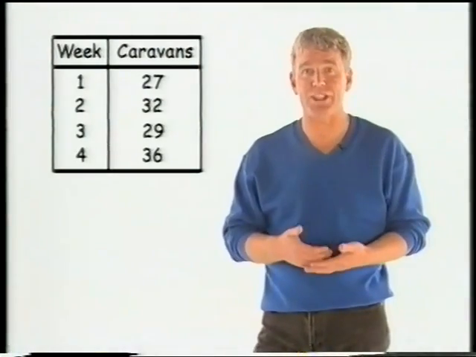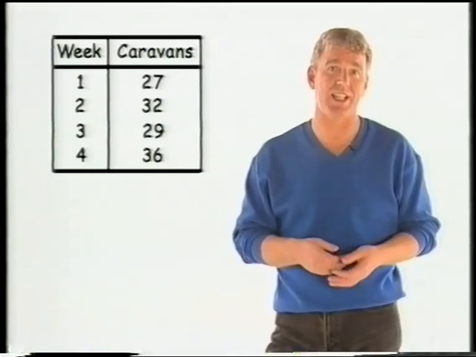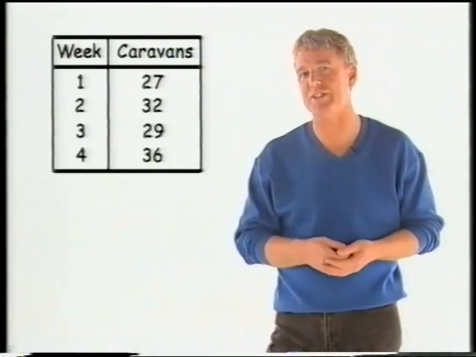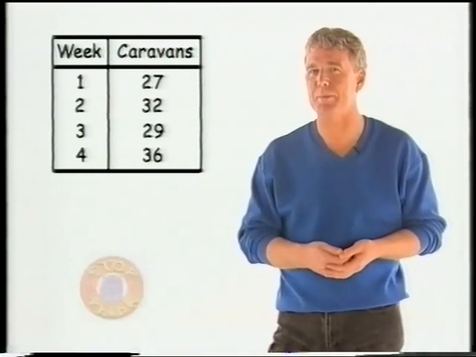To work out the mean, you need to work out the total number of caravans over all of the weeks, and divide by the number of weeks. Remember, to find the mean average, add up the total number of caravans and then divide by the number of weeks. What's your answer now?